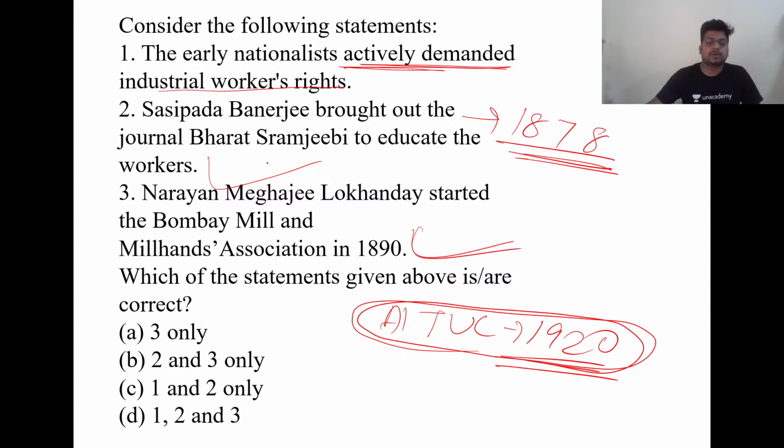So this was the first journal regarding workers, that is Bharat Sramajibi by Sasipada Banerjee. Narayan Meghaji Lokhande, N.M. Lokhande, started the Bombay Mill Hands Association in 1890. It was the first workers' organization, 1890. Then AITUC started, right?